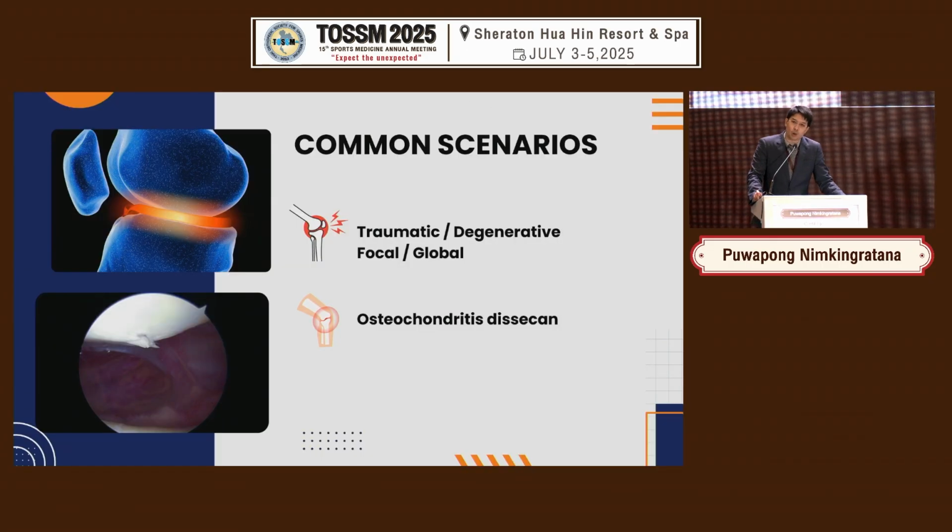So common scenarios for the knee, when we think about the cartilage, it is not just only the cartilage injury itself, but we think about the degeneration as well. So that's why we can call it focal or global cartilage injury. Apart from that, we can think about osteochondritis dissecans, which is one of the pathologies that can happen and cause problems for the patient in the joint.